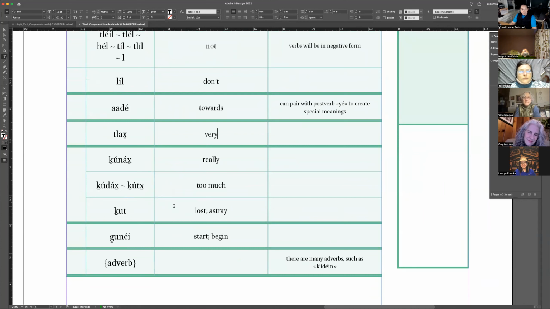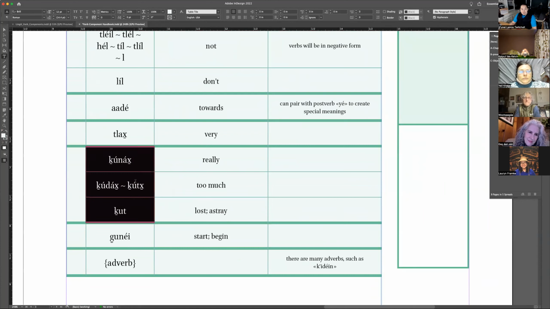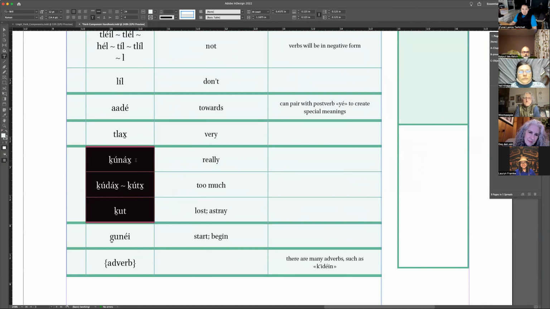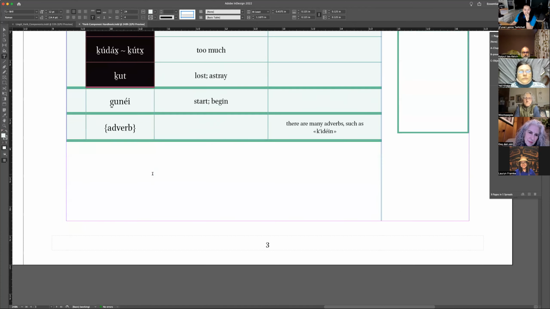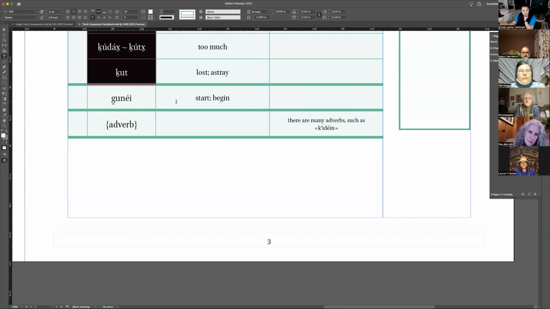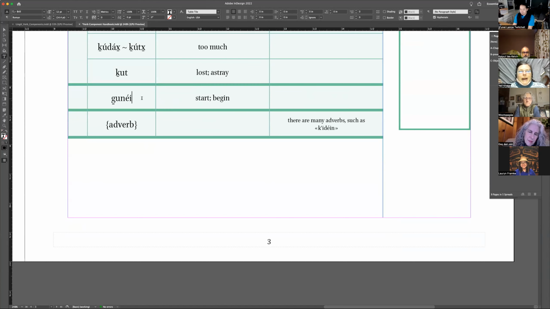Kut is astray or lost. And so with these, you could say any one of these, but you couldn't have two of them. I don't think you could say kunach kutch, but maybe. And these are some things where we would have to field test some of these things. So some of this stuff is getting into theory. Qane is to start, and this is also, this also can be said, I guess I missed this one.